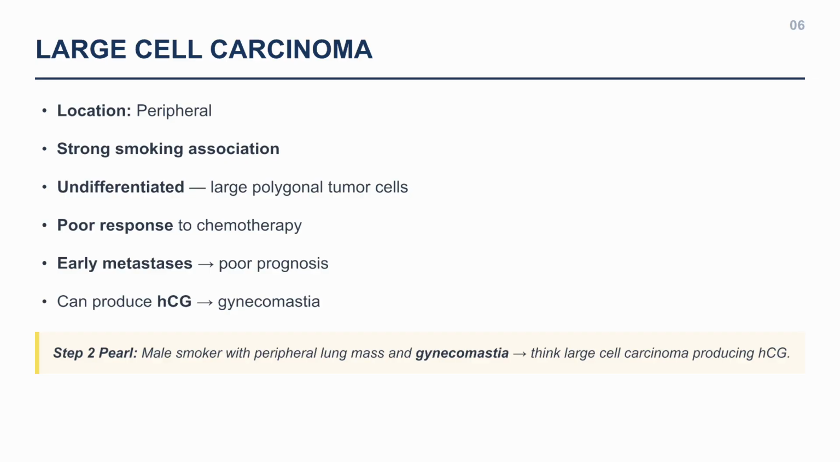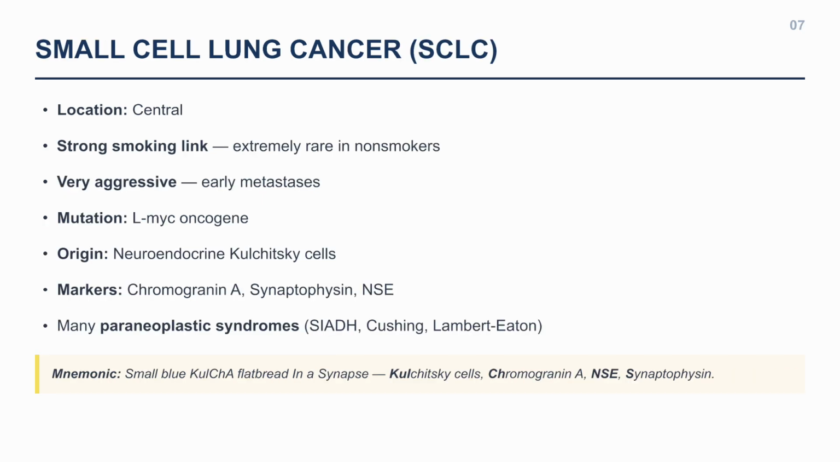Step 2 Pearl. A male smoker presenting with a peripheral lung mass and gynecomastia should raise suspicion for large cell carcinoma producing HCG. Small cell lung cancer is centrally located and has an extremely strong link to smoking. It is essentially never seen in non-smokers. The course is very aggressive with early metastases, often at the time of presentation. The associated mutation is the L-MYC oncogene.